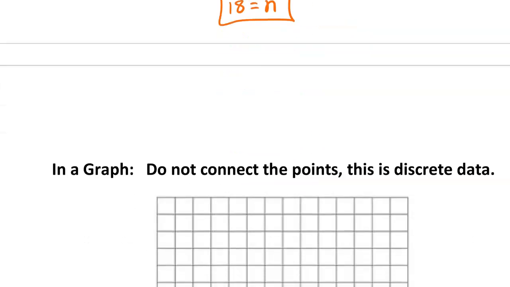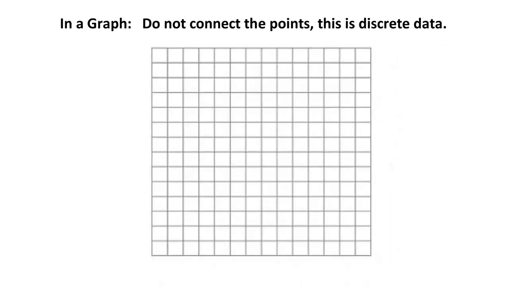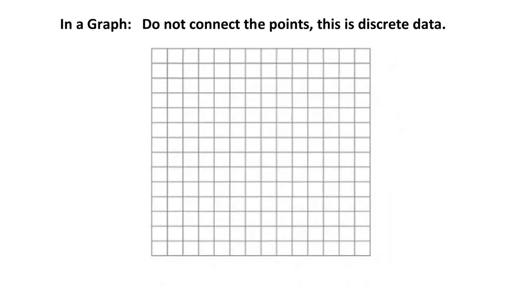Next, we're going to take this information even further and plot it on a graph. Now pay attention, it says do not connect the points. This is discrete data. Remember, you can't have a partial figure, so you can't have a partial rectangle, so it's only going to be plotted on the exact points and we're not going to be connecting those dots.